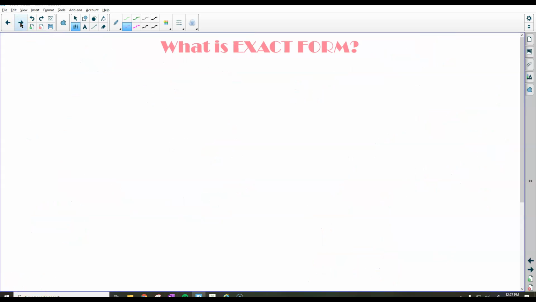Okay. So, by the way, guys, you always need to show me exact form. If you put the square root of 8 in the calculator and get a decimal and hand it to me, I'm just going to have to give it back to you.